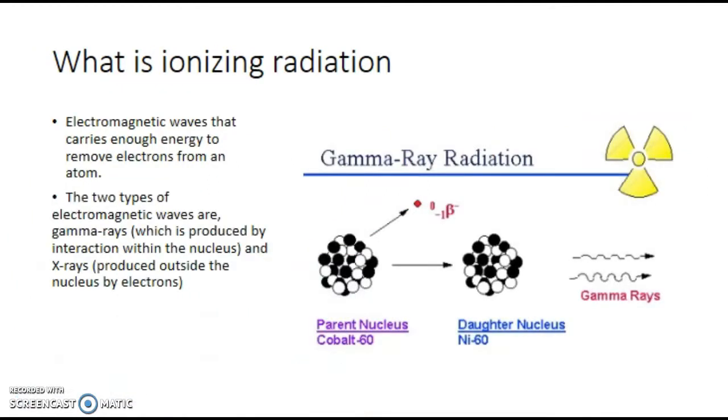What is ionizing radiation? Ionizing radiation is electromagnetic waves that carry enough energy to remove electrons from an atom. The two types of electromagnetic waves are gamma rays, which are produced by interaction within the nucleus, and X-rays, that are produced outside the nucleus by electrons.